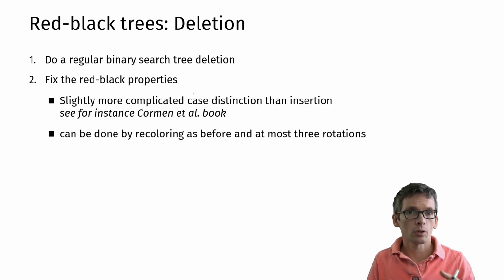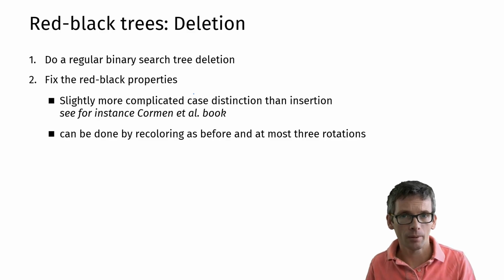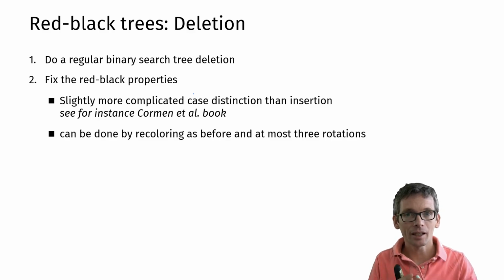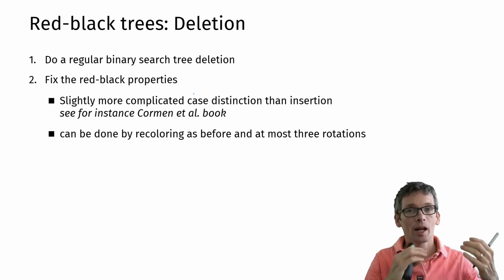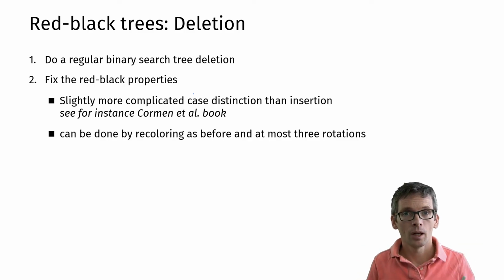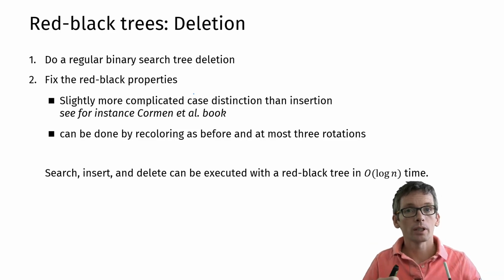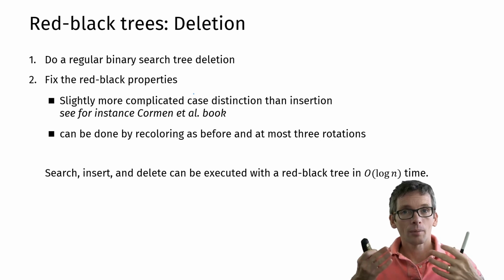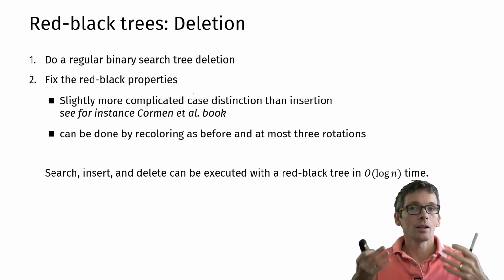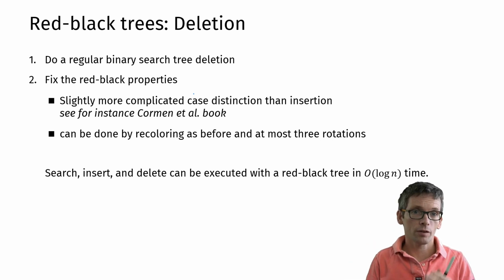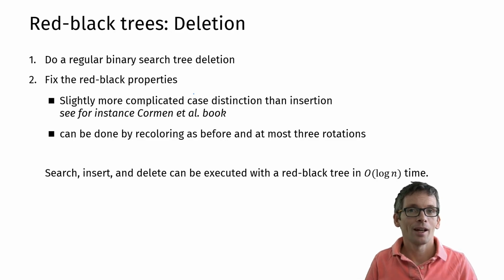Overall, we are going to use recolorings and at most 3 rotations for deleting an element. This means we can insert and delete while maintaining the red-black properties, and that in particular means while keeping the height of order log n. So all of the operations that we want to do, like search, insert, and delete, but also, let's say, maximum and minimum, we can now all do in order height. And because order height is order log n, we can do all of these operations efficiently in order log n time. And that's all that I wanted to say about red-black trees.